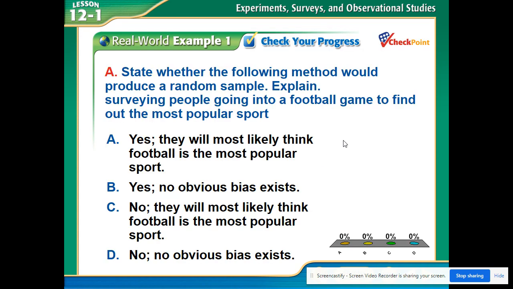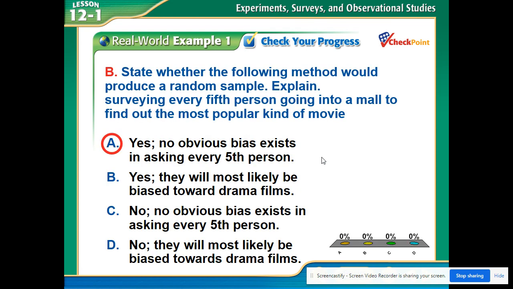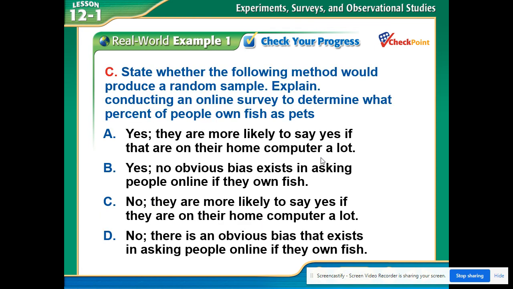Say whether the following method would be random. People going to a football game to find the most popular sport. No, because they're already at a football game. Every 5th person going into a mall, asked about their movie. That one's fine. There's no bias because it's every 5th person. Conducting an online survey to determine the percent of people who own fish as pets. There's no obvious bias on this one. People online do not know more about fish than the people that aren't online.